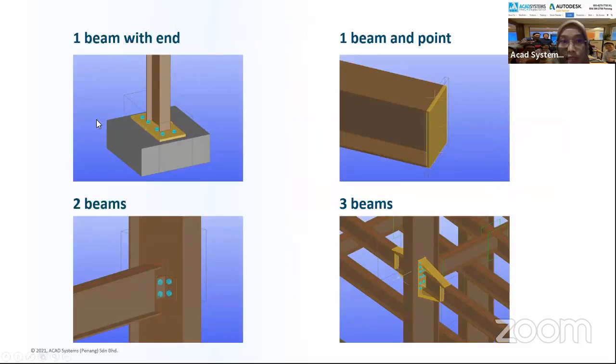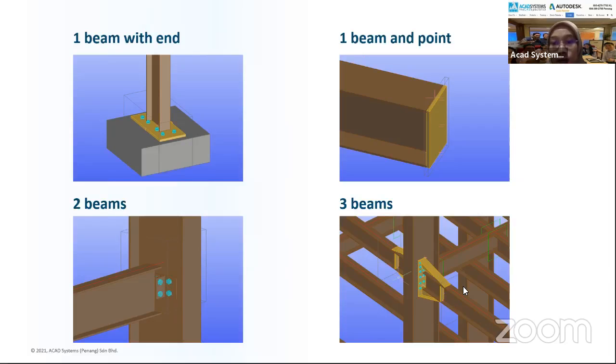So this is the connection that we will do. For instance, for one beam with end, these are the custom connections that we will create. And this is one beam end point, like we have this beam end here for this beam. Then for two beams, the connection between two beams, we're going to create the custom connection as well, and also the three beams. You can see here, this is the three beams connection, the custom connection that we will do. I will just move on to my Advanced Steel software.